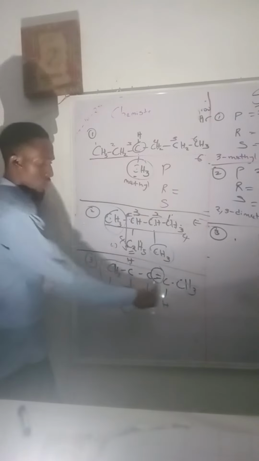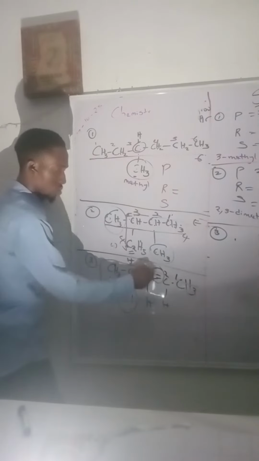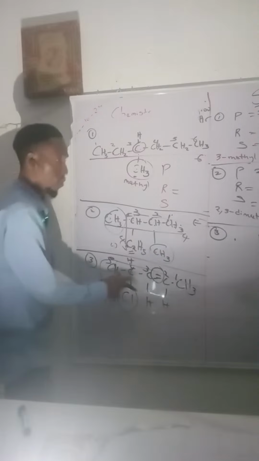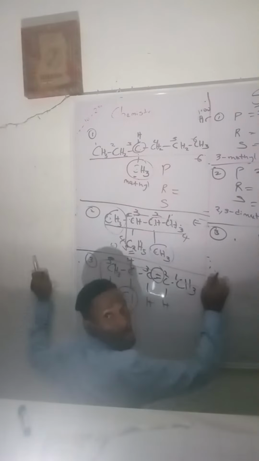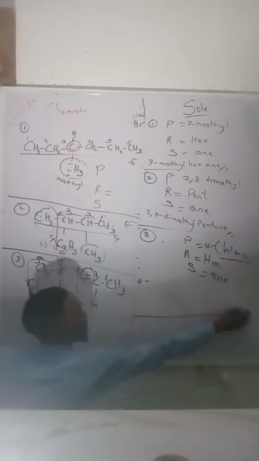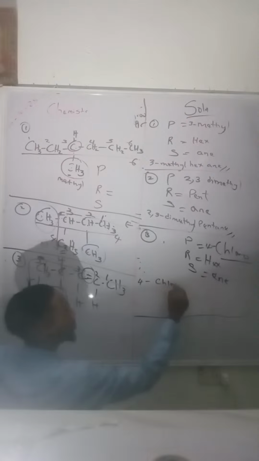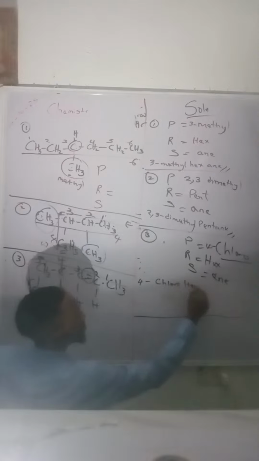So rule number 3 says number from the functional group, so we are going from this side: 1, 2, 3, 4, 5, 6. So this chlorine is number what? 1, 2, 3, 4. 4-chloro. So the final answer will be 4-chlorohexyne.